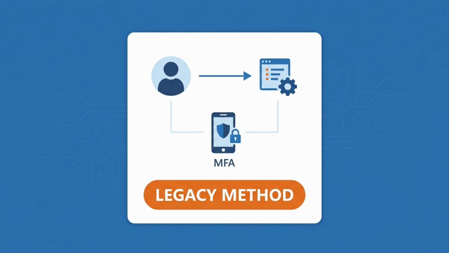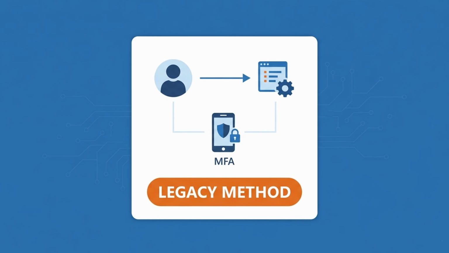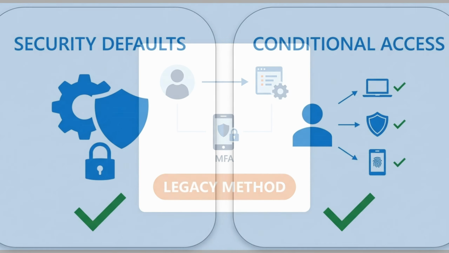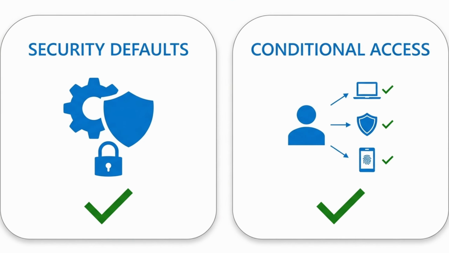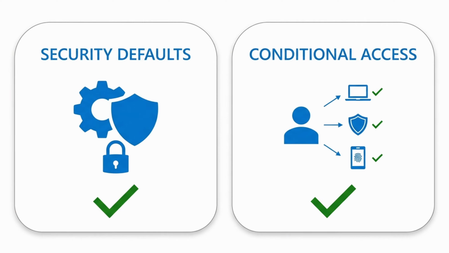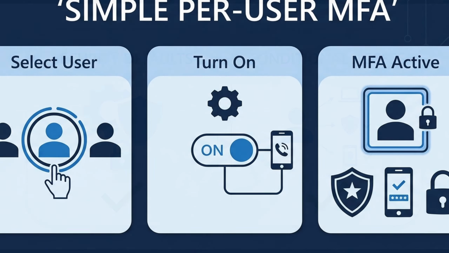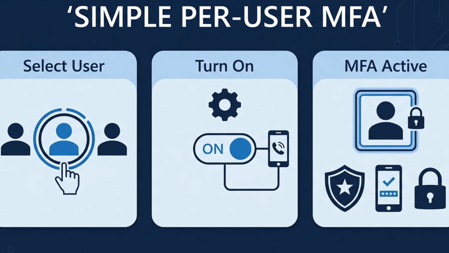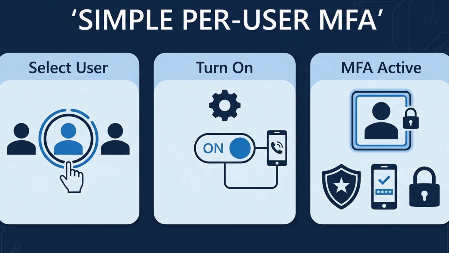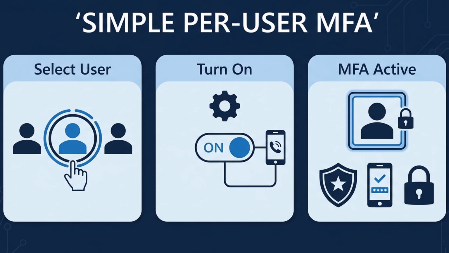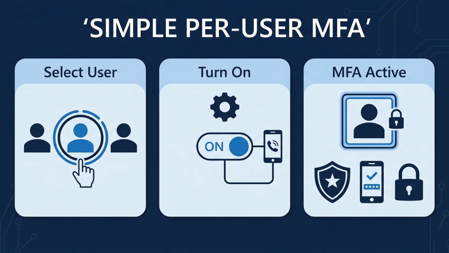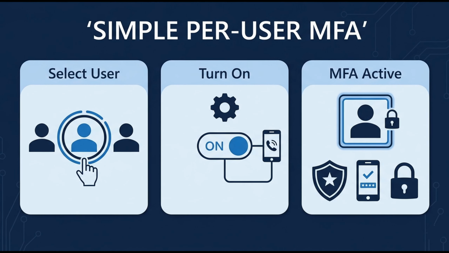This is the old way of turning on MFA in Microsoft Entra. It still works, but Microsoft treats it as a legacy method now, and Microsoft recommends using security defaults or conditional access policies for modern deployments instead. And honestly, I understand why many admins still use it. Sometimes you just want something simple. You don't want to build a full conditional access policy yet. You just want to pick a user, turn MFA on, and move on. That's exactly what Per-user MFA was built for.